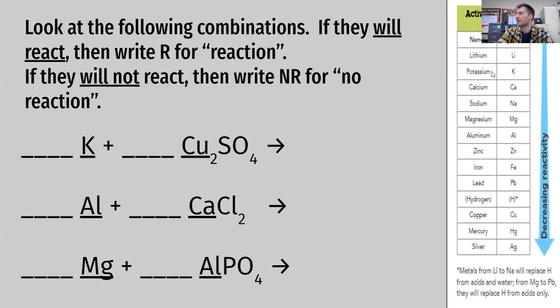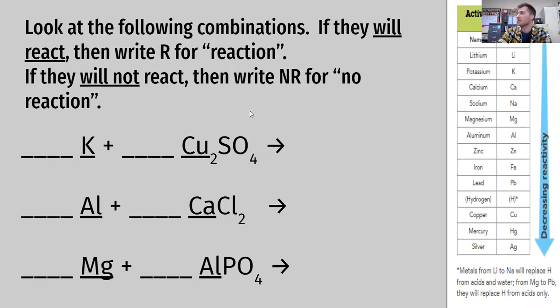I see that potassium is at the top of the activity series, meaning it is more reactive, or it will want to switch places with the less reactive element. Then I see that copper is well down towards the bottom. Because potassium is a more reactive metal, it's going to be much more stable by forming a bond with this SO4 polyatomic ion called sulfate.